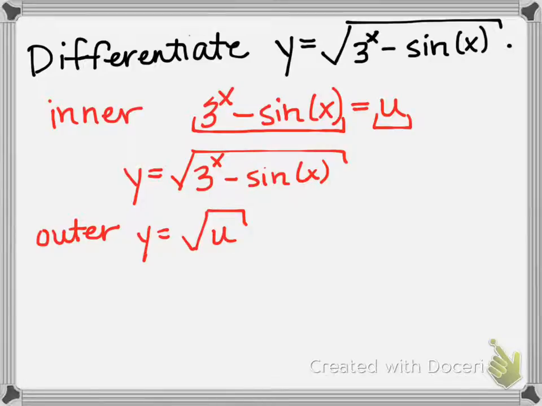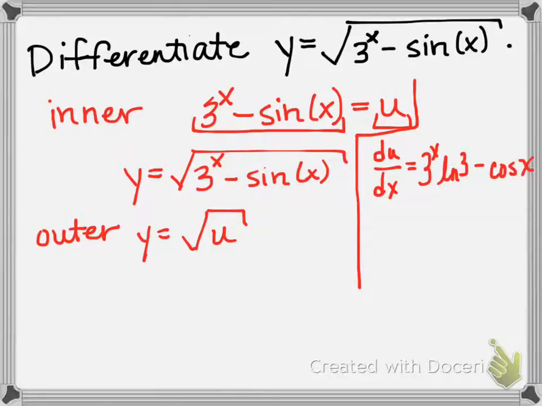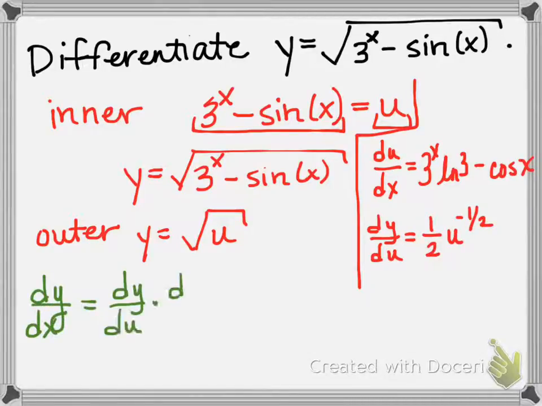To compute the derivative, we need to find du dx and dy du. So to get du dx, we take the definition of our inner function and we get 3 to the x times natural log of 3 minus cosine of x. And now we find the outer function. We compute dy du, and dy du is 1/2 u to the negative 1/2.